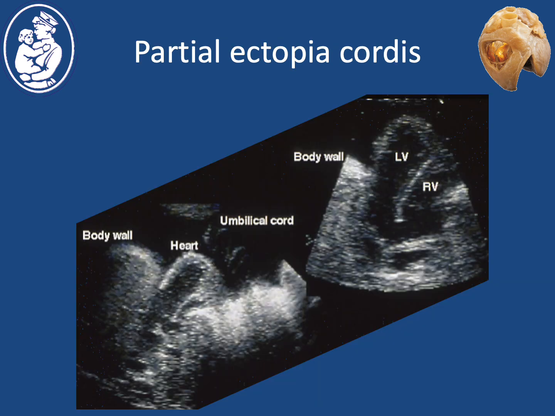Rarely, the heart can be partially or completely outside the chest. This is a fetal echocardiogram in a fetus with partial ectopia cordis. In the image on the right, the wall of the body is seen here and here, with the heart extending out through the cleft in between. The left ventricle here and the right ventricle here. There is a ventricular septal defect in this patient with tetralogy of Fallot.